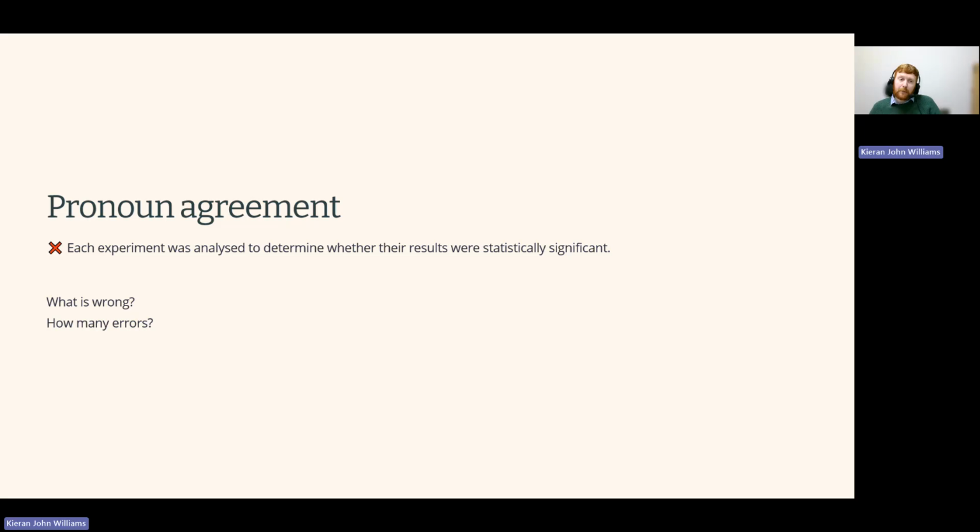Now let's have a look at that pronoun agreement, which we discussed before. In this example, it says each experiment was analyzed to determine whether the results were statistically significant. The subject here, each experiment, is singular, but later on we've got the pronoun, which is plural. Okay? So the correct version of this should be whether its results were statistically significant.